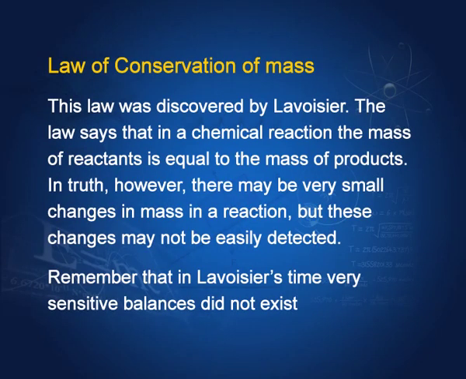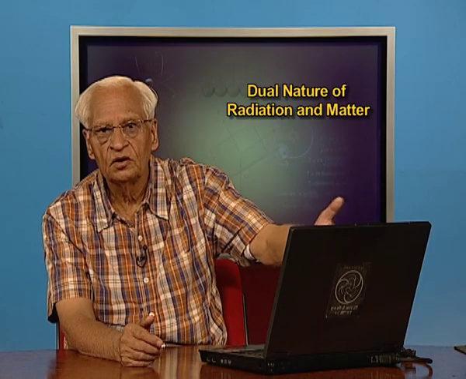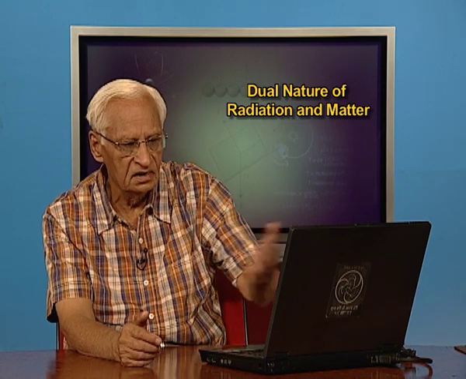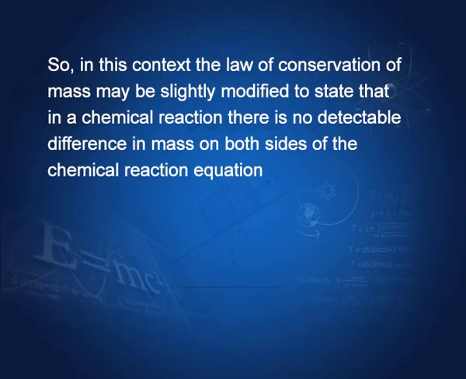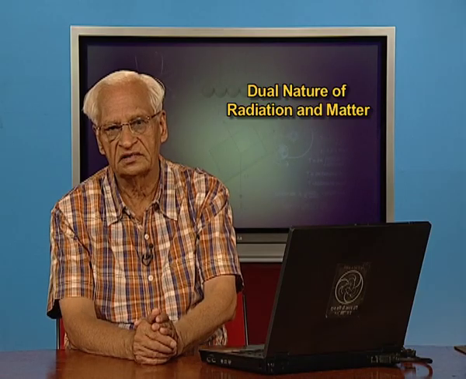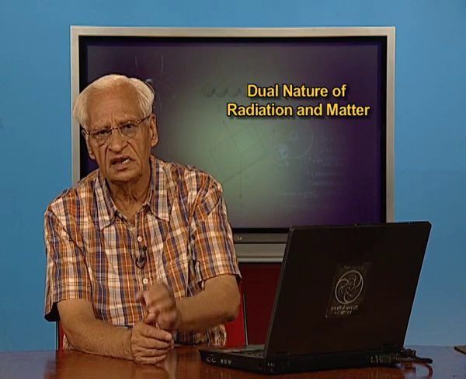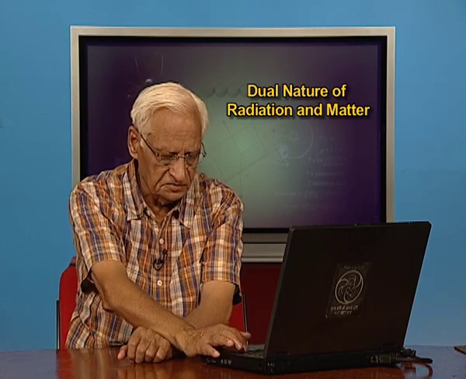In truth, however, there may be very small changes in mass in a reaction, but these changes may not be easily detected. And Lavoisier, who was working maybe 200 years back, did not have very sensitive instruments. So, as far as he was concerned, there was conservation. The mass on both sides of the chemical equation was equal. In modern perspective, we can say that in a chemical reaction there is no detectable difference in mass on both sides. The mass difference is very small and not easily detectable, but there is a mass difference.